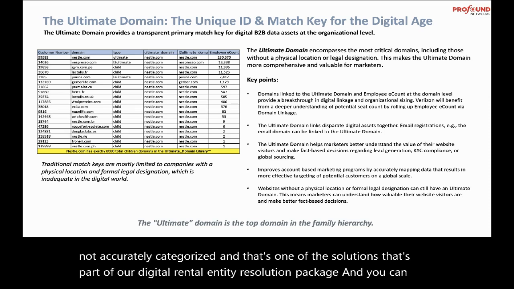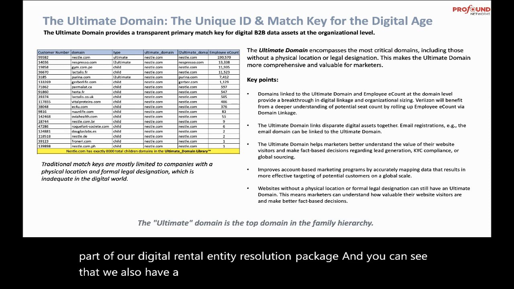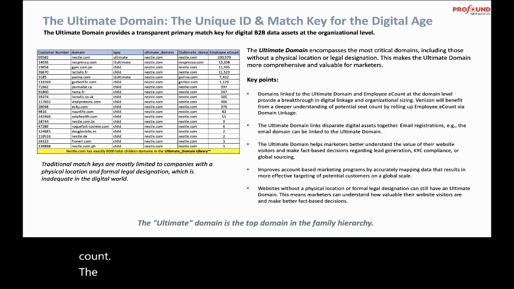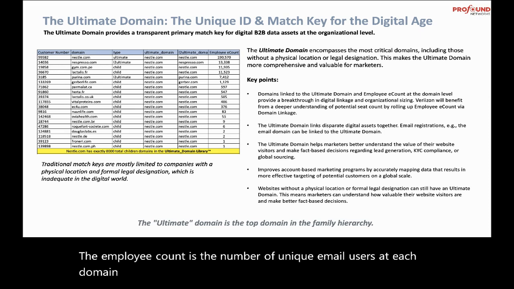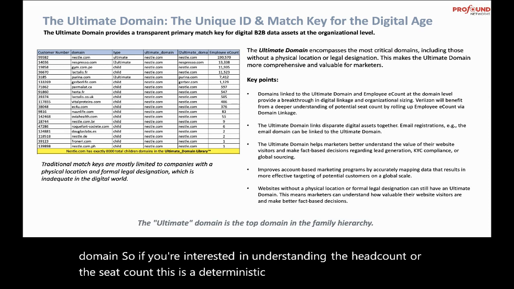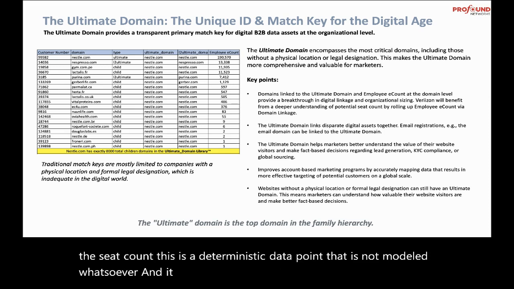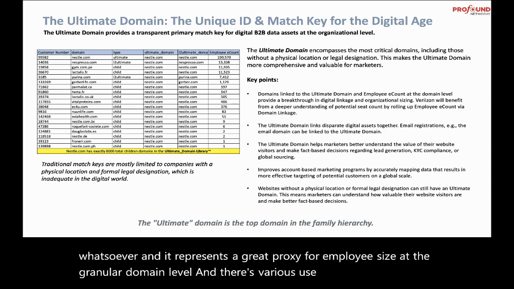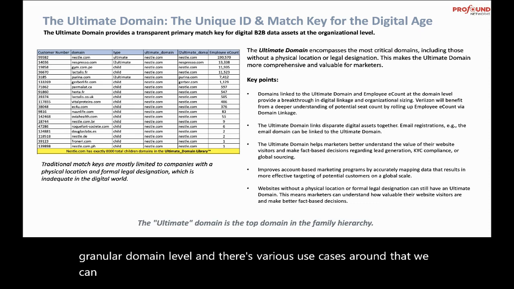And you can see that we also have a unique sizing data point we call the employee e-count. The employee e-count is the number of unique email users at each domain. So if you're interested in understanding the head count or the seat count, this is a deterministic data point that is not modeled whatsoever. And it represents a great proxy for employee size at the granular domain level. And there's various use cases around that we can discuss as our relationship continues to flourish.